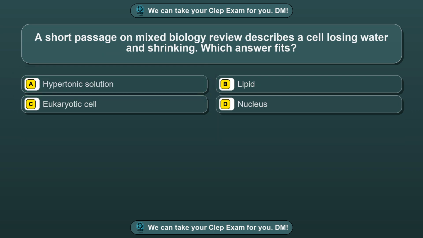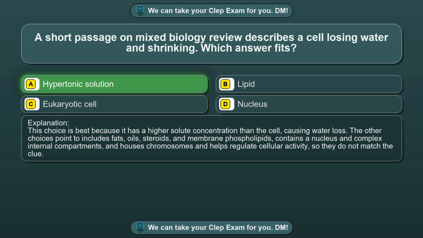Question 73. A short passage on mixed biology review describes a cell losing water and shrinking. Which answer fits? Option A, hypertonic solution. Option B, lipid. Option C, eukaryotic cell. Option D, nucleus. The correct answer is option A, hypertonic solution. This choice is best because it has a higher solute concentration than the cell, causing water loss.